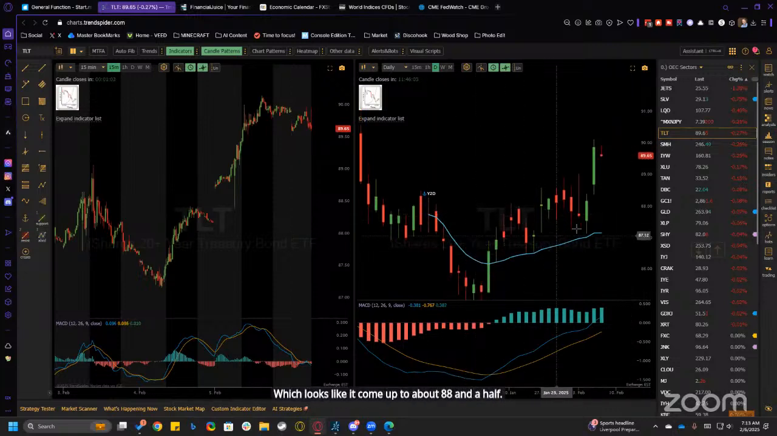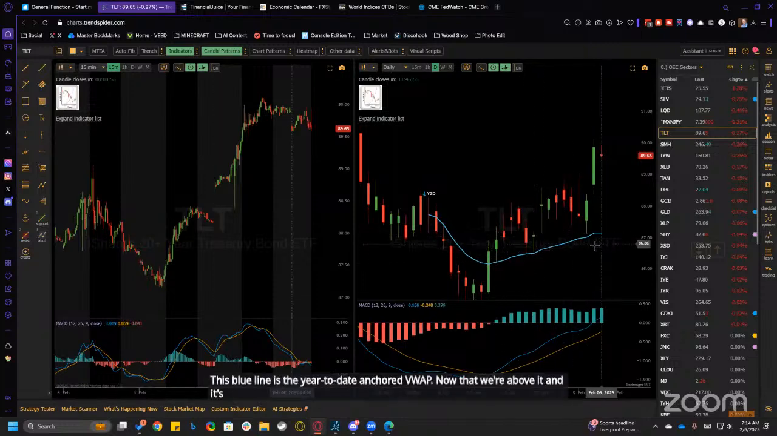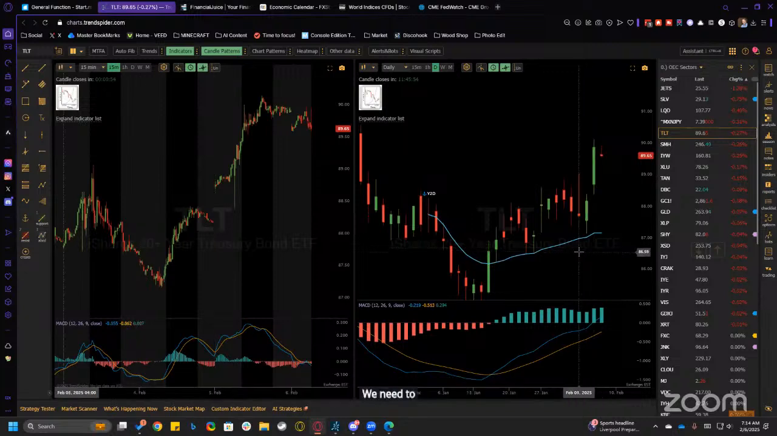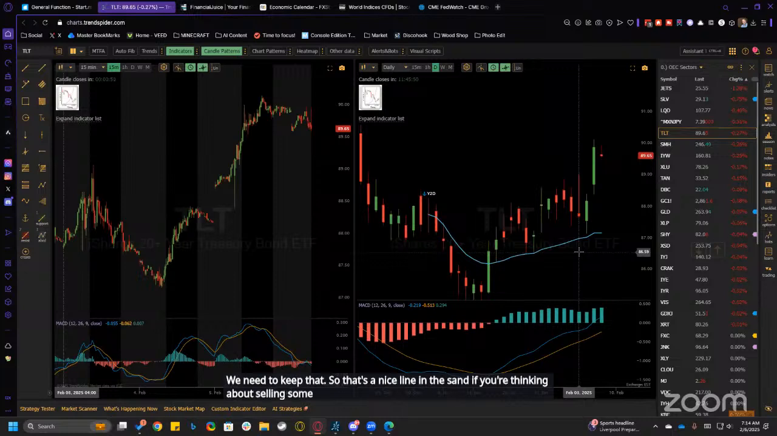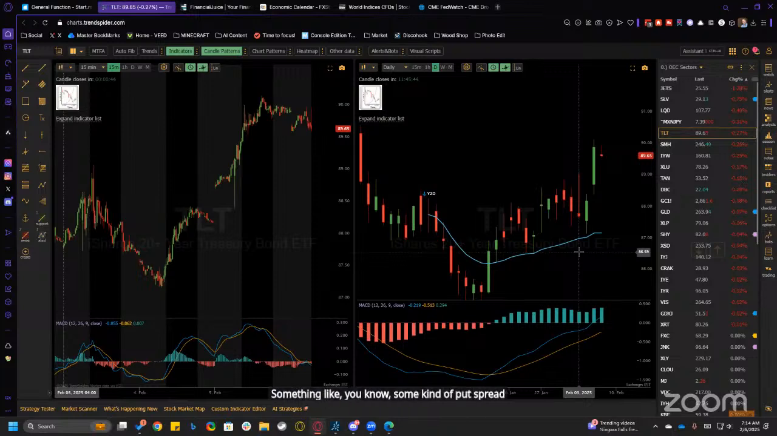This blue line is the year-to-date anchored VWAP. Now that we're above it and it's already been tested and it's holding, we need to keep that. So that's a nice line in the sand if you're thinking about selling some puts to finance those calls on TLT. Something like some kind of put spread with 87 as the midpoint, or a put spread under 87.